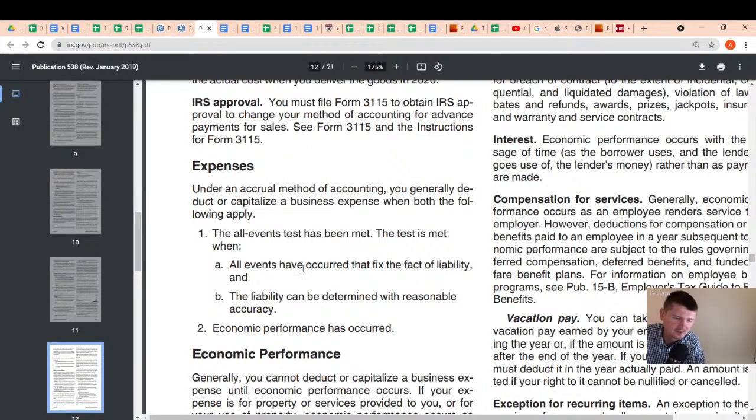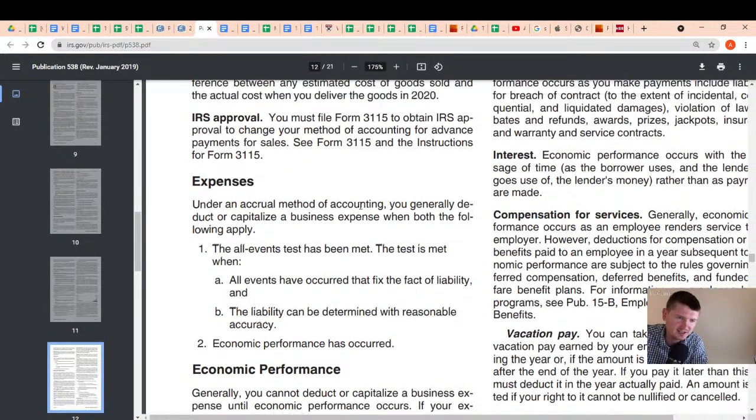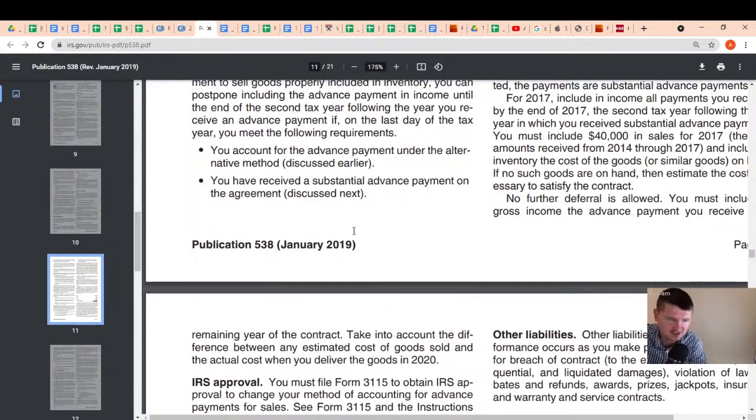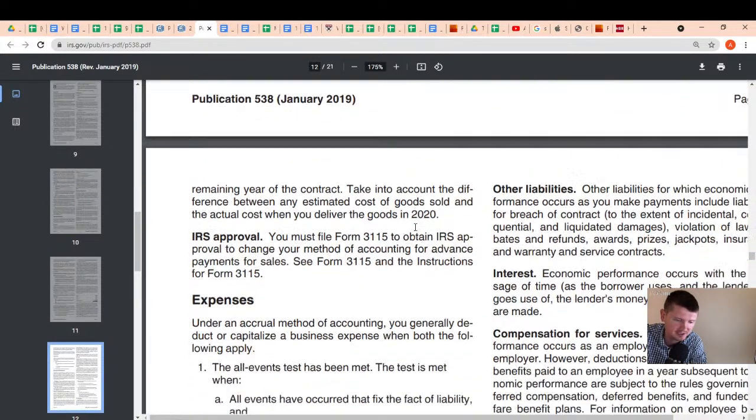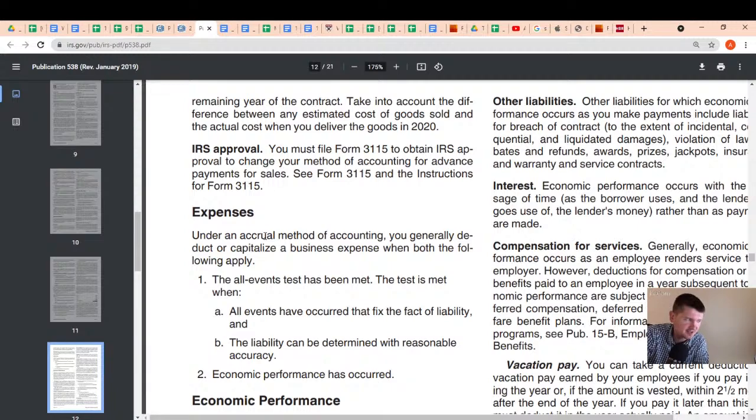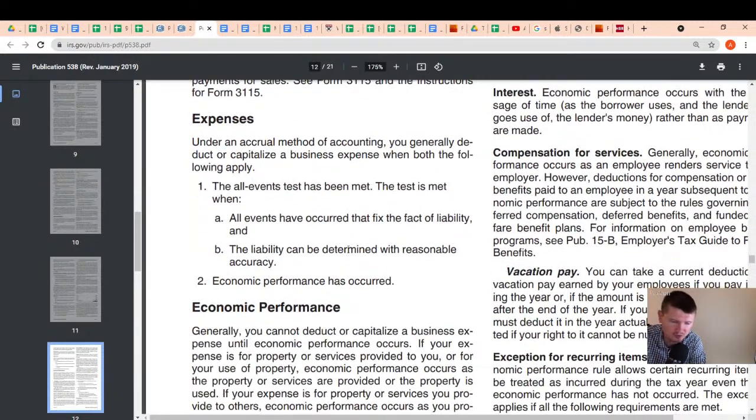Okay, so basically for the income side, they say that the IRS wants some advance receipts to be recognized earlier, but they give you an option to recognize it later. And for the expense side, they mostly correspond to the accrual method of accounting.